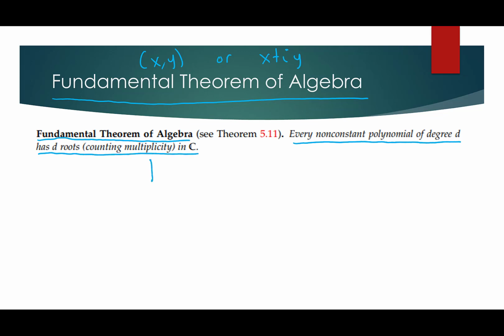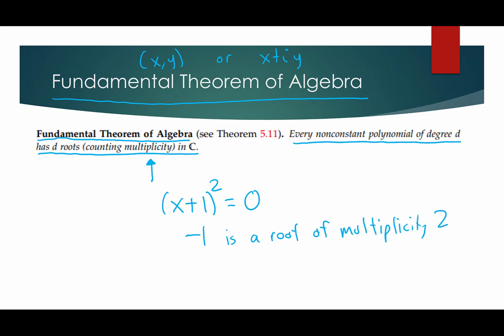Now, if you're like, what the heck's multiplicity? This is a pre-calculus thing. But remember, multiplicity is just how many times something is a root. So for instance, if we're looking at the polynomial (x plus 1) squared, we have that x equals -1 is a root, but it's a root with multiplicity 2. Meaning you can think about it, it's a root 2 times because of this power right here. So that's what it means, multiplicity.